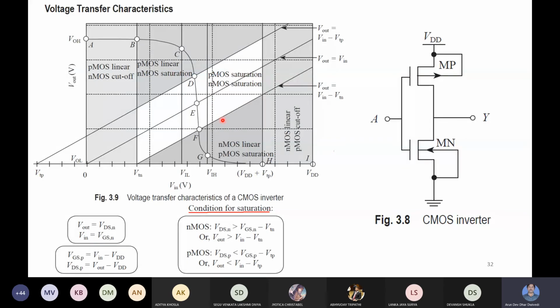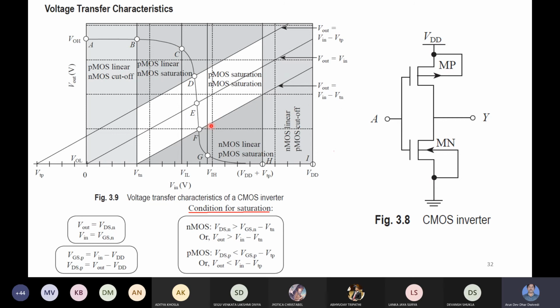Sorry, below this NMOS transistor will be in linear region, and above this NMOS transistor will be in saturation. Why? Because V out is basically VDSN, and if it is more than V in minus VTN, V in minus VTN meaning VGSN minus VTN, then in this region, or any other region here also, NMOS should be in saturation, because output voltage is more than V in minus VTN. If it is more than that, then it becomes saturated.